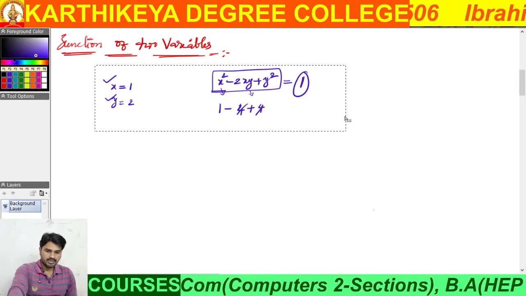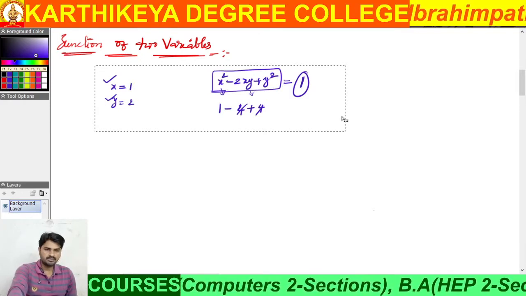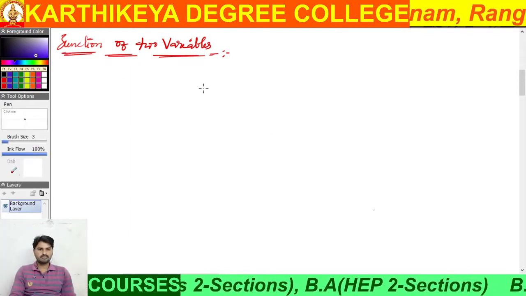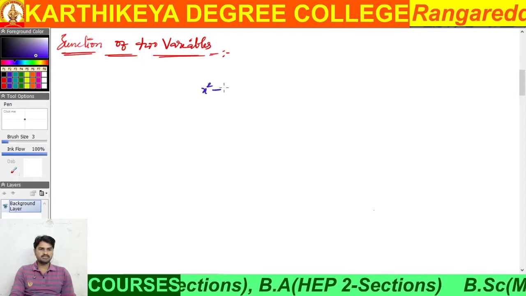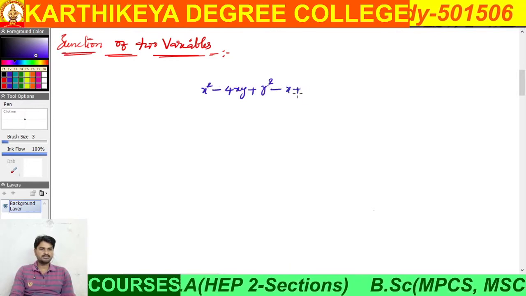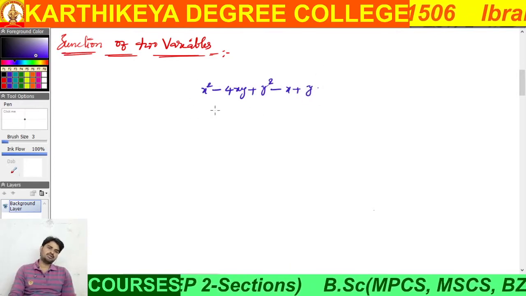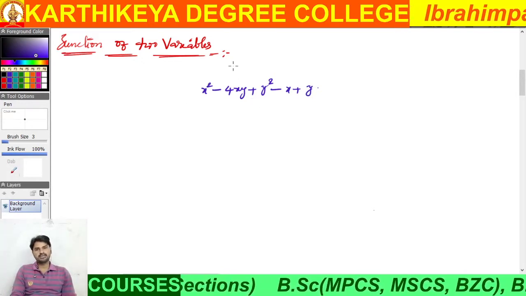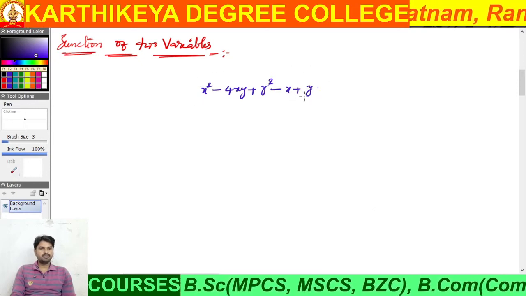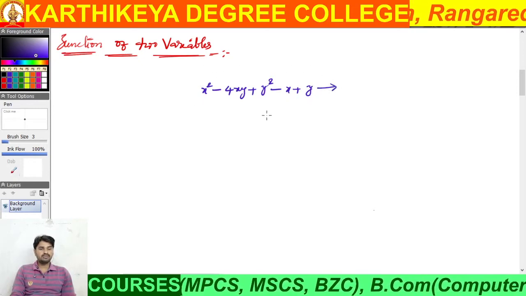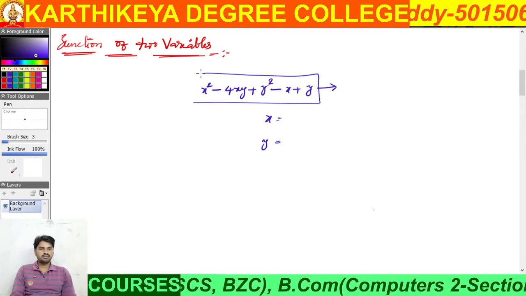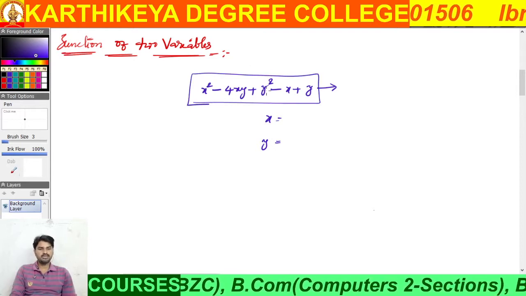Now one more example: x square minus 4xy plus y square minus x plus y. To find the value of this polynomial, you need to take the value of x and the value of y, and you will get an output. To find the output, you need to take two values x and y. That's why this is said to be a function of two variables.